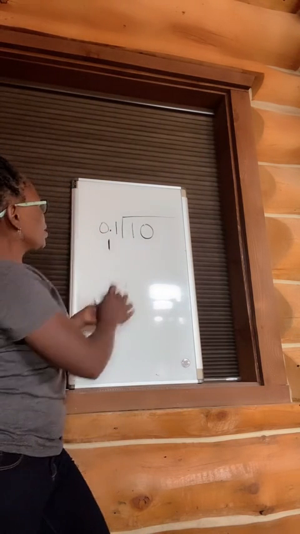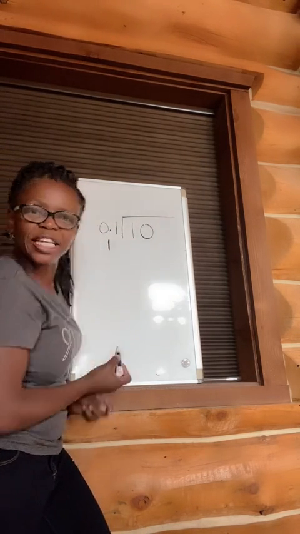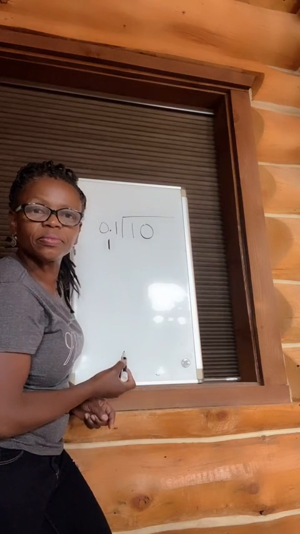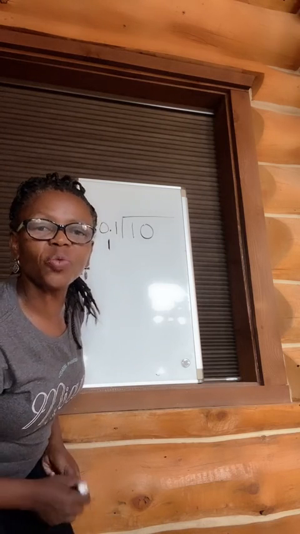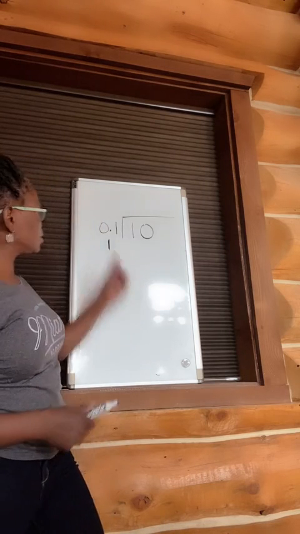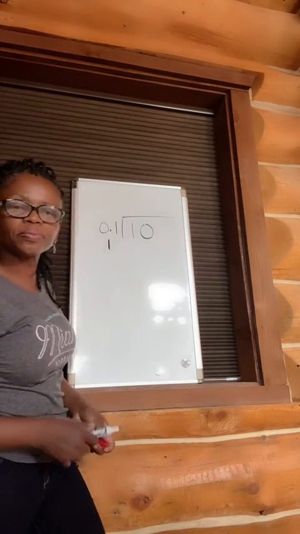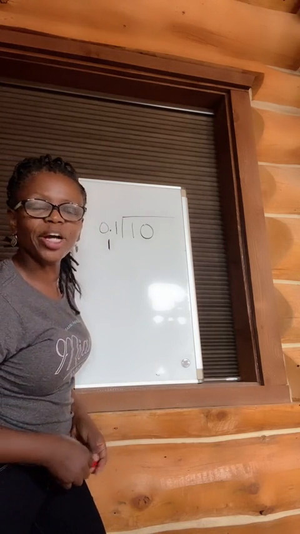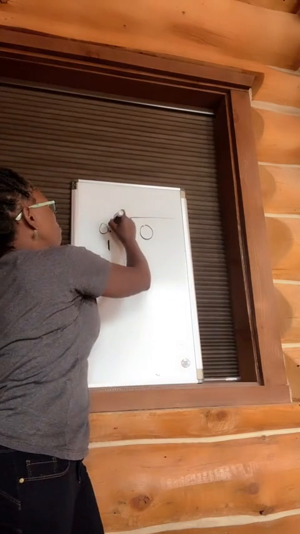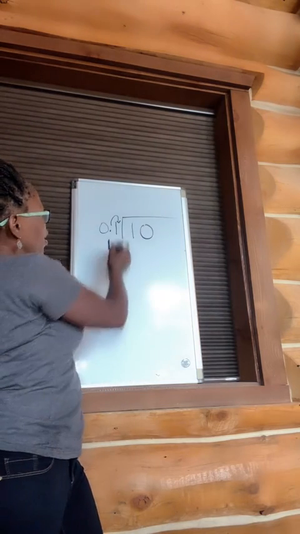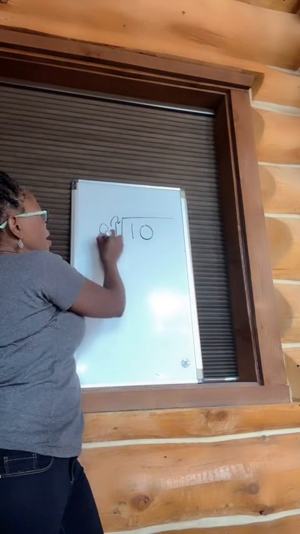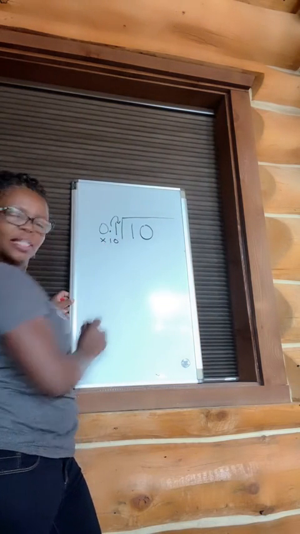Oh, what should we do? Tell me, where should I move the decimal? Where should we move the decimal point to get 1? Yes, move it over here. Move it there. Or, in other words, multiply by 10.